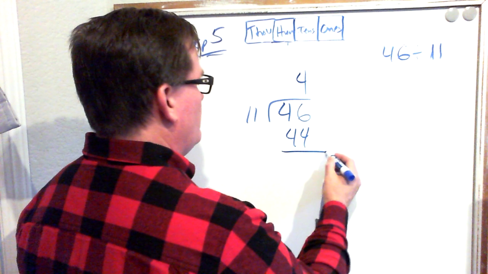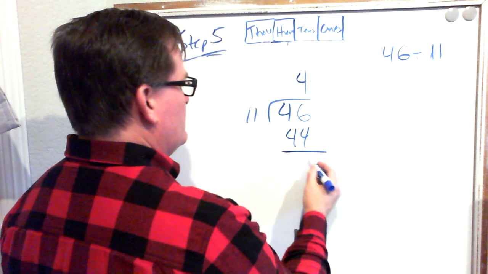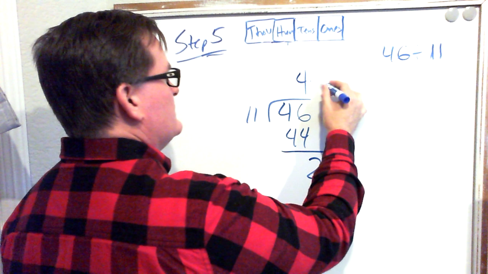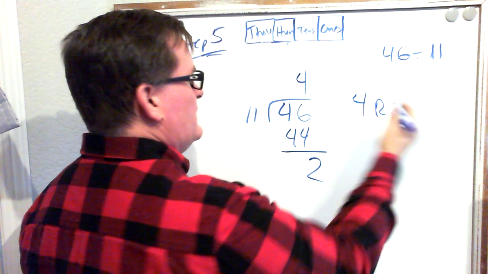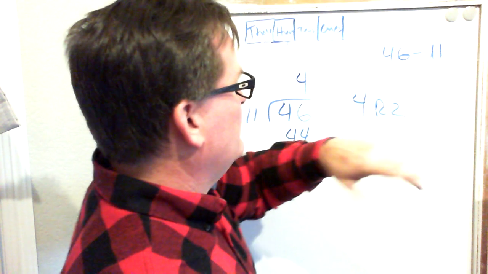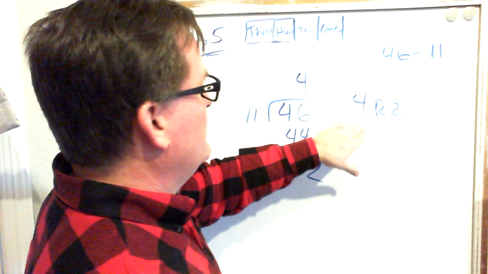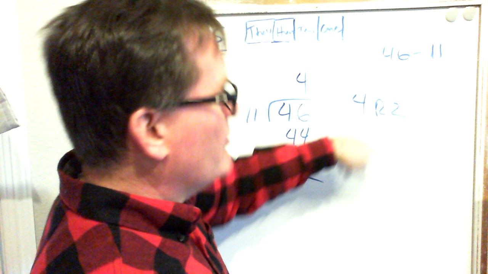11 times 4 is 44. That's in the units, so that works. Do the subtraction, and we have a remainder of 2. So this one ends up being pretty simple. The answer is 4, remainder of 2. So kids should be able to tell you: when I take 46 items, divide them into 11 equal groups, the closest I can get is each group will have 4, and then I have 2 more remaining.